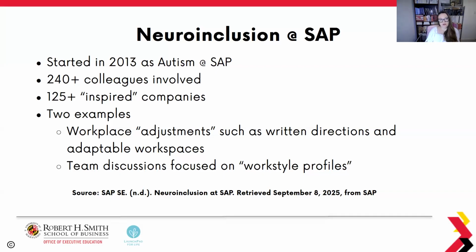But basically, SAP software company found that they had a lot of autistic employees, technically gifted, but struggling in some of the things that Jane is talking about around communication protocols and sensory environments. At the time that they started it, I think some of these things were just beginning to be understood in how they affect people at work. So it started in 2013 as autism at SAP, and now they've transitioned to be neuro inclusion at SAP. It has involved over 240 colleagues, and they have developed a ton of resources that you could use within your organization, to scan through as to how they do things. They've also worked with over 125 other companies to inspire them as to how they can adapt their workplaces to be more inclusive of neurodivergent brains.